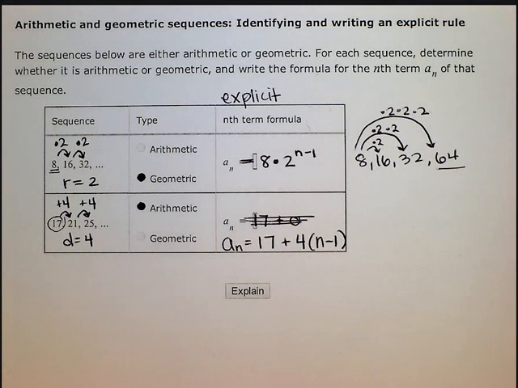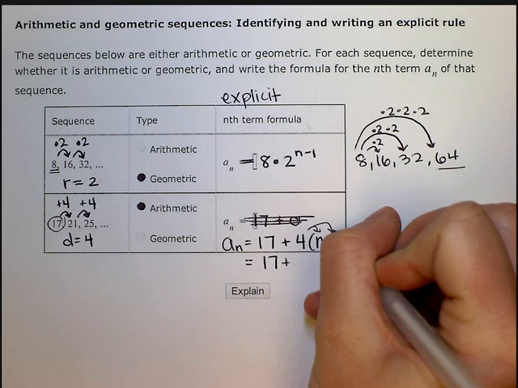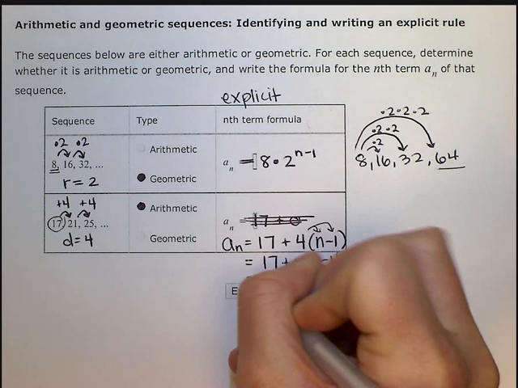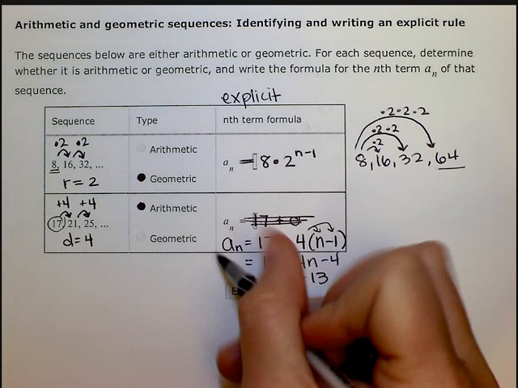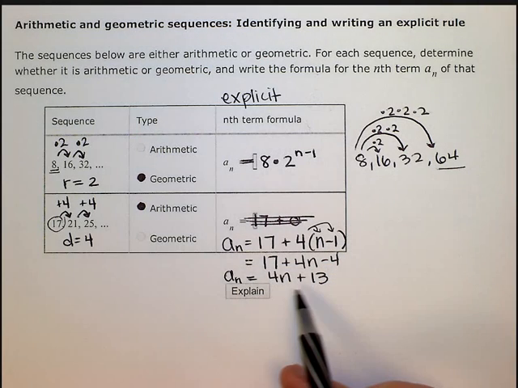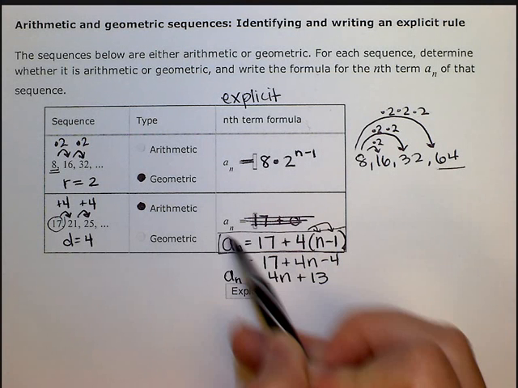Now you could just put that in and it would be fine, or if you want, you can simplify it. So 17 plus, and I could distribute this, so I get 4n minus 4, which is 4n plus 13. I could also put a sub n equals 4n plus 13. So this one right here would be totally acceptable, or this one right here would also be acceptable.